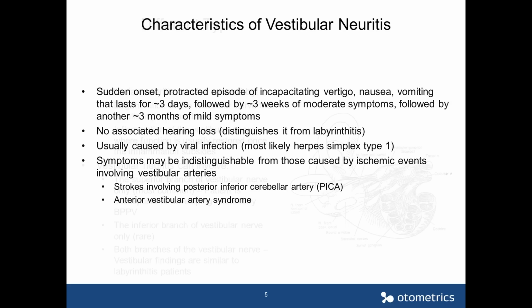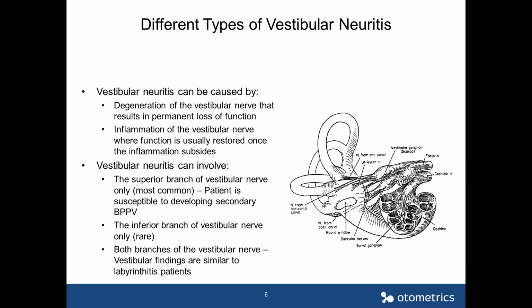Now, like BPPV before that, we thought there was one type of vestibular neuritis. Now we know that there are actually different types. For example, vestibular neuritis can be caused by degeneration of the vestibular nerve.